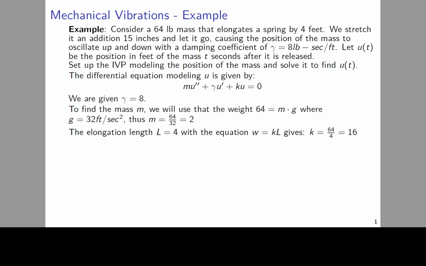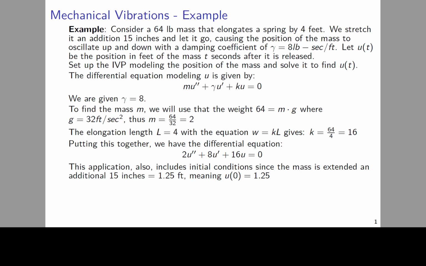The elongation length L, which is 4, along with the equation weight equals k times L, gives that the spring constant k is 64 over 4, which is 16. So now that we have all three constants, we can put together the differential equation. 2u double prime plus 8u prime plus 16u equals 0.